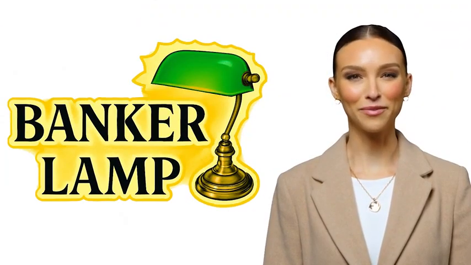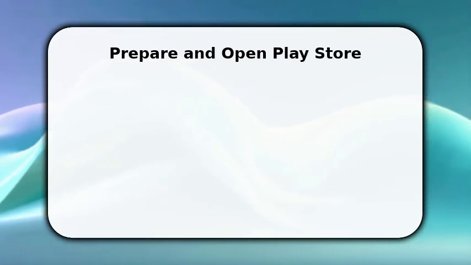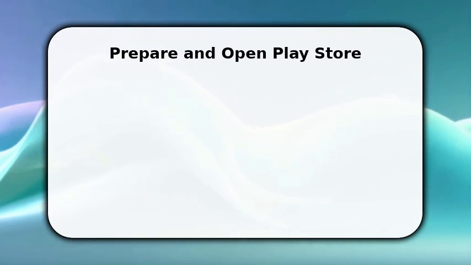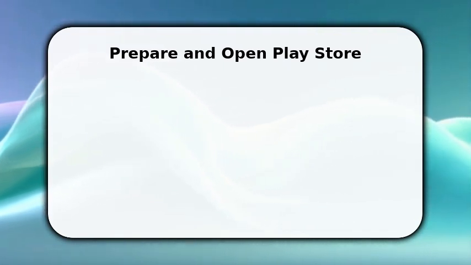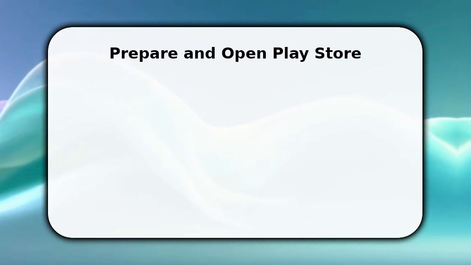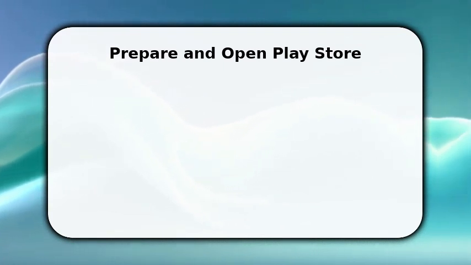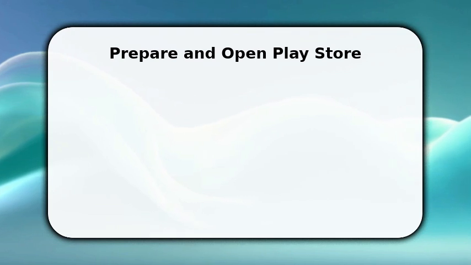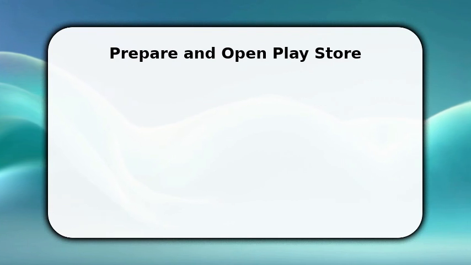Please enjoy the video. You'll start by preparing the phone and opening Play Store. Make sure your device is unlocked, charged, and on Wi-Fi to save data. Once the Play Store opens, tap your profile icon at top right and choose Manage Apps and Device. From there, go to Installed or Library to find the app showing ads.